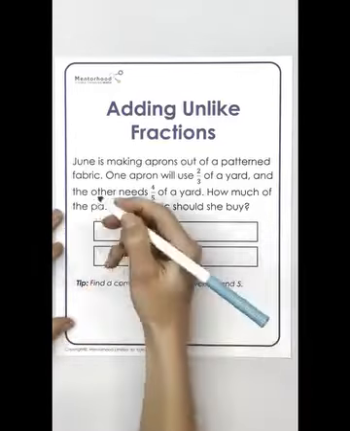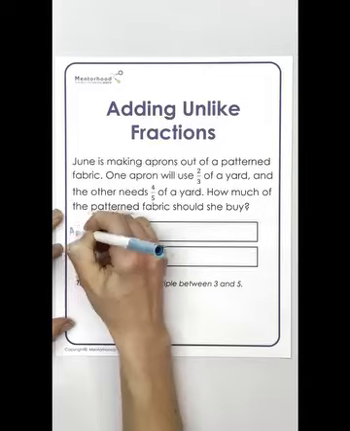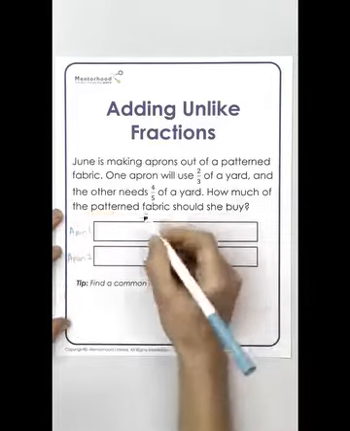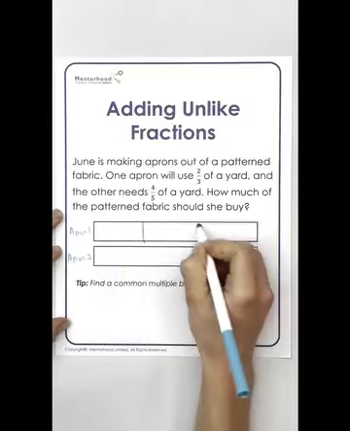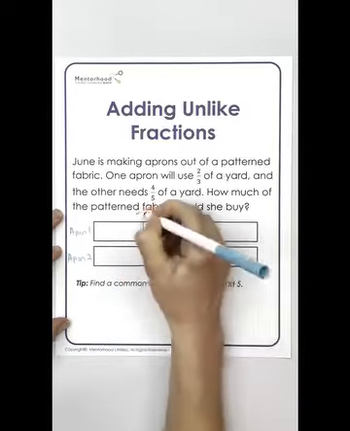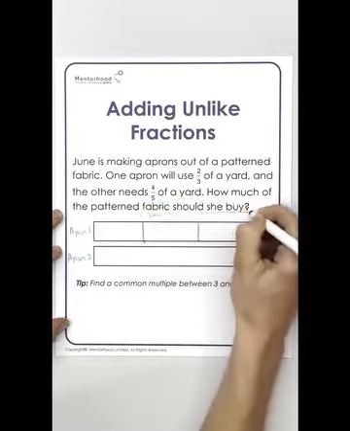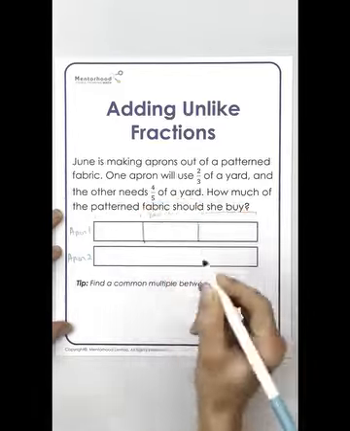Okay, so this is apron 1. Apron 1 and apron 2. So 1 will use 2/3. Let's split this into thirds. So this is a yard. This is saying 1 yard, 1 yard from here to here for both of the boxes. Okay, so 2/3 of a yard, and the other one needs 4/5 of a yard.